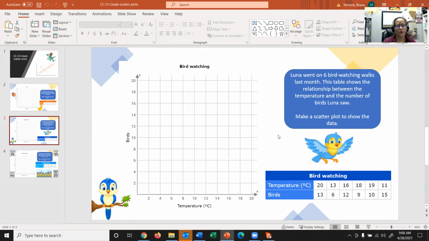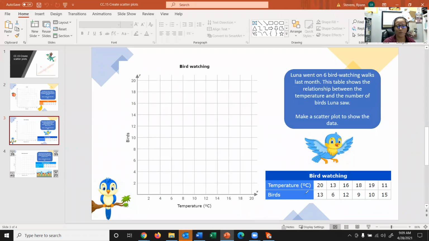Okay, so this question says that Luna went on 6 bird watching walks last month. This table shows the relationship between the temperature and the number of birds Luna saw. So in this case, we're comparing two sets of data, one being the temperature while she was on those walks, and the other being the number of birds that Luna saw. And we want to see, is there a relationship between this data? So we're going to look at this.